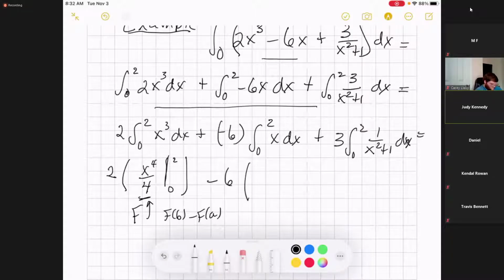And I do the same thing for the next one. And the same thing for the next one. What's the antiderivative, or an antiderivative, of 1 over x squared plus 1?